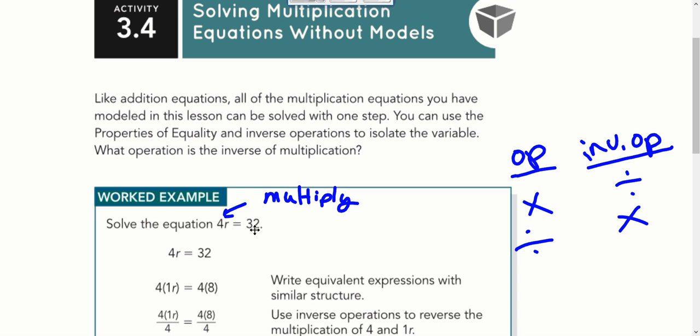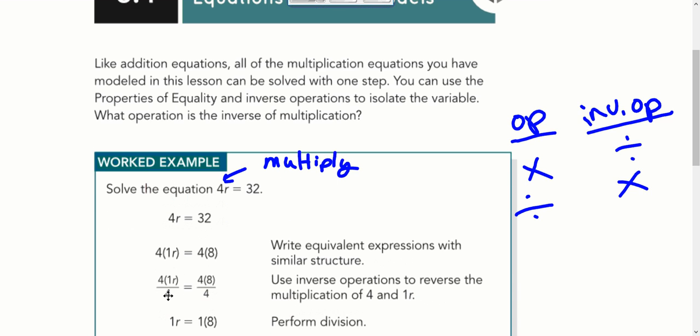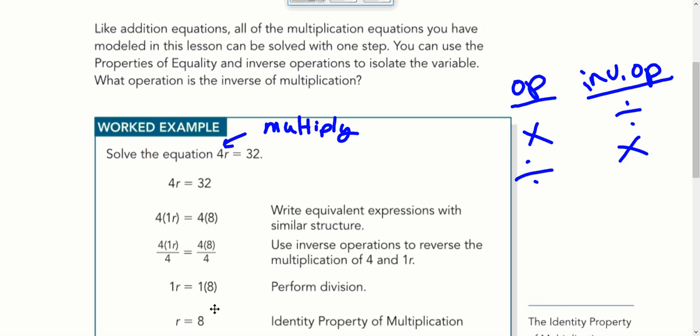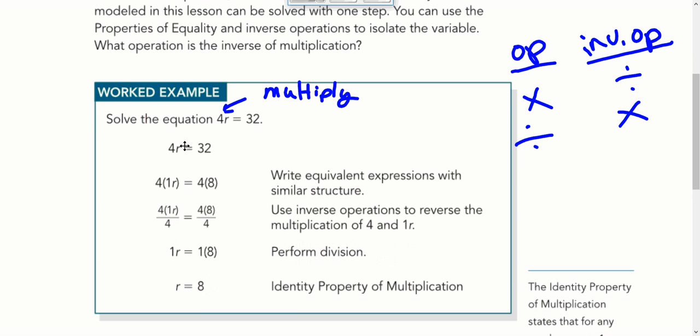So 4r equals 32. Since r is being multiplied, eventually what they're going to do is divide both sides by 4. Now, they do a few extra steps here to explain why this works. But the basic idea is r is being multiplied by 4, and we want to undo that, just like we did with addition and subtraction.